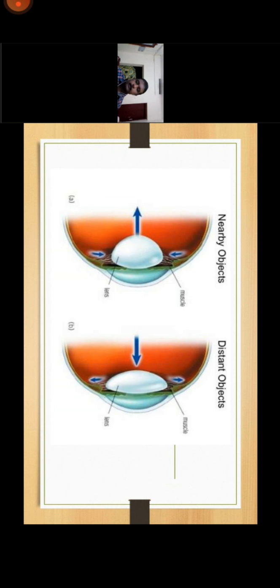While we are seeing a distant object, the lens is in an elongated shape. Here, the power of the lens is minimum because the light rays are coming from infinity. While looking at distant objects, the light rays are parallel, almost parallel. Therefore, the lens should be elongated. That means its power should be decreased. Otherwise, the lens is in an elongated state.